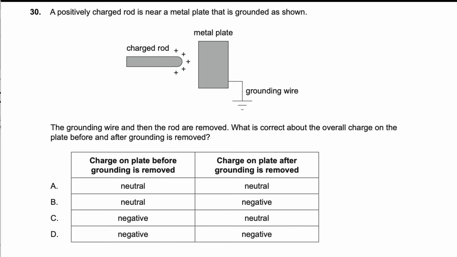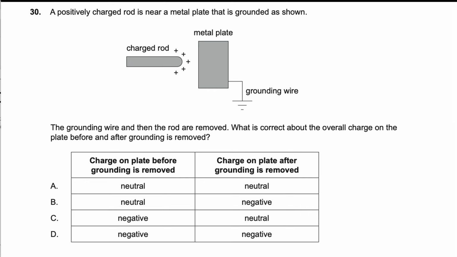Okay, so I think this is a very minor topic within the IB. It's certainly one that we don't cover in lots and lots of depth, and it's about charging. So what we'll do is we'll look at this particular instance of charging and then perhaps think about how else we might charge. Here we've got a charged rod, okay, and it's near a metal plate and it's grounded.